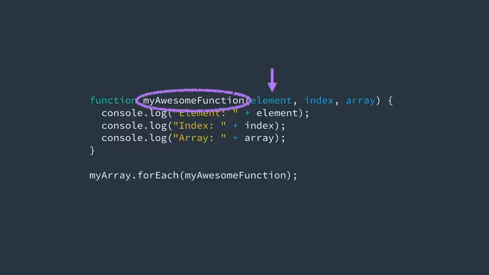element, which refers to the actual value of the element in the array, not the array index. For the array index, we have a different parameter called index, which refers to the element's index. And finally, array, which is just the array that you started with.